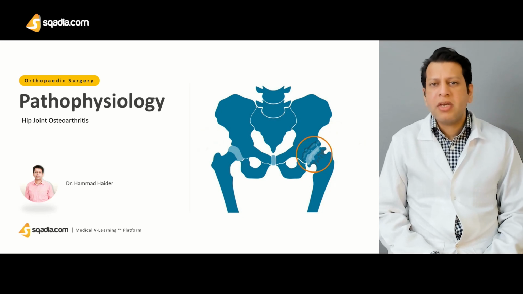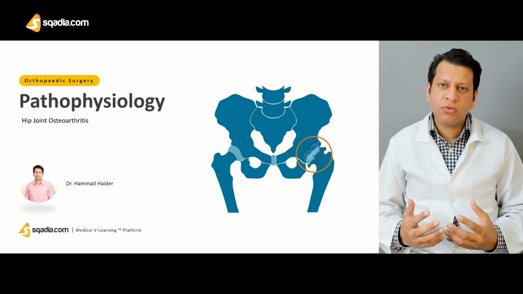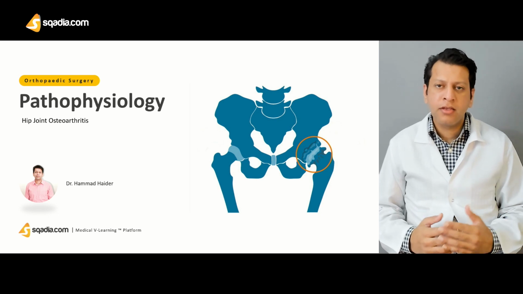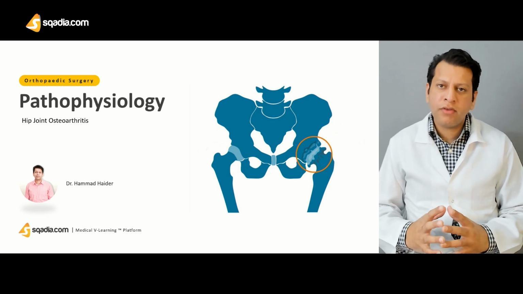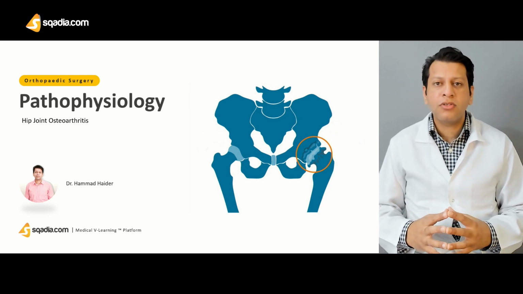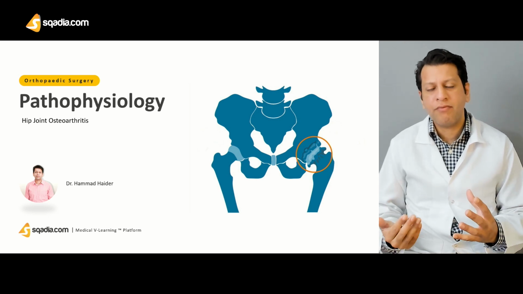Now coming to the pathophysiology of hip joint osteoarthritis. As you know, there are certain mechanisms by which nature protects the hip joint from failing. There are different coverings, different tissues which help to form a smooth articulation between the acetabular socket and femoral head.